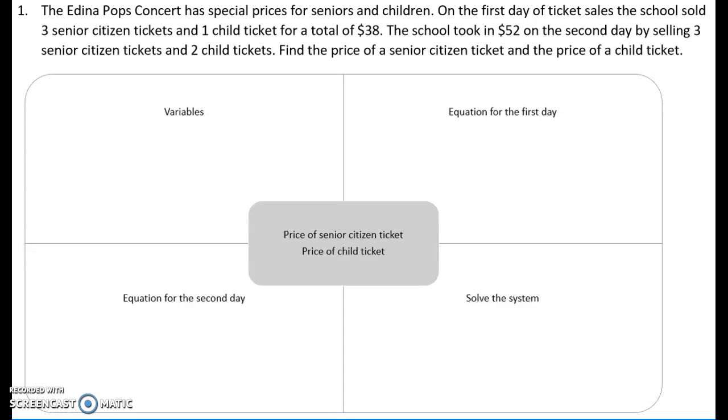So the first thing I like to do with this model is write down what I'm trying to find. They told me I was trying to find the price of a senior citizen ticket and the price of a child ticket. So that's why I wrote that in the middle. That's what I'm trying to find out. And then I have this upper left-hand box for writing down what my variables are. So I'm going to choose to make X be the senior citizen price. And I'm going to make Y be the child price.